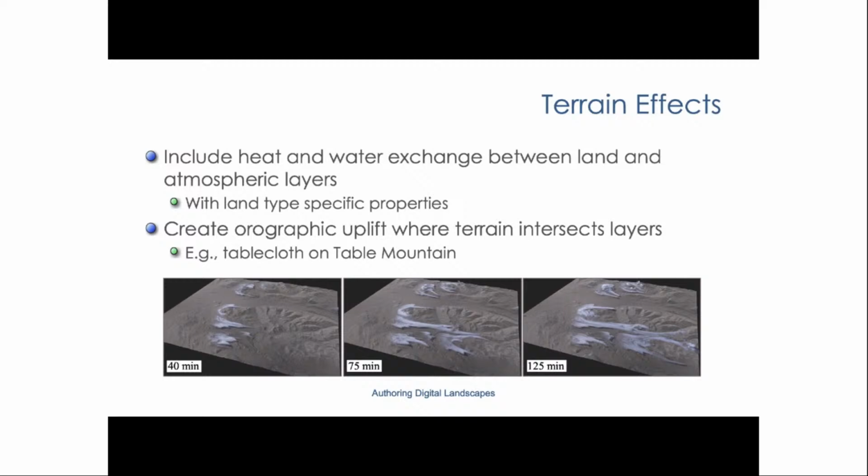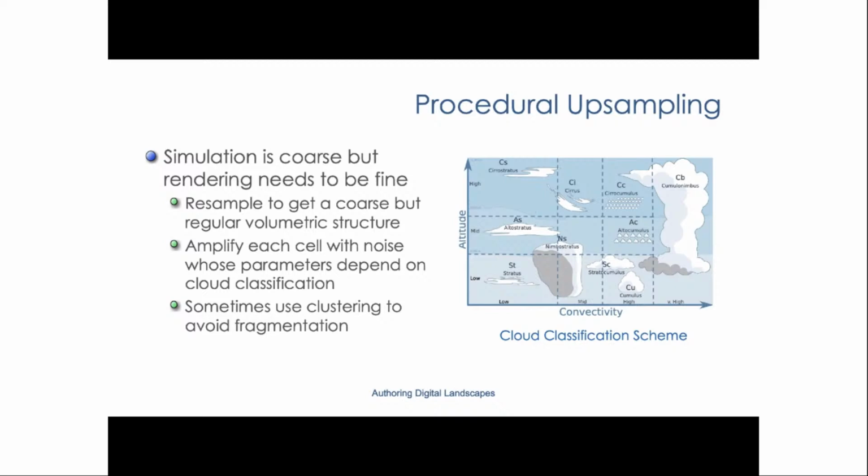For procedural upsampling, we take these coarse simulation grids and add extra volumetric detail. So we identify within each cell what kind of cloud is going to be formed, and we do this using a cloud classification scheme. And that relates the convectivity of a particular cell to its altitude. And usefully, this is a very common taxonomy for clouds and relates very strongly to their appearance.